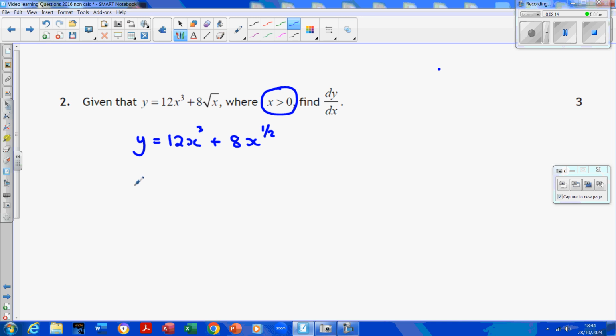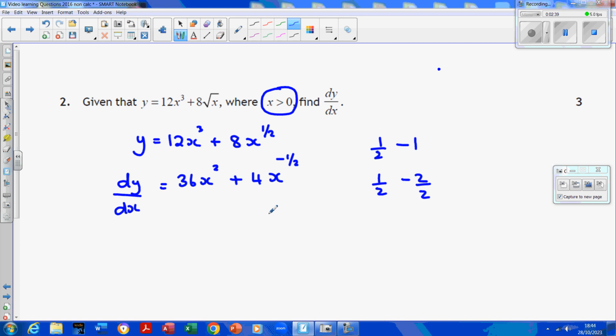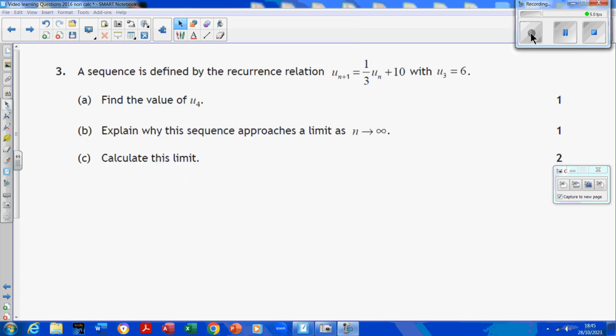So now it's prepared. We want to take the derivative, so dy by dx, multiply by the power, take 1 away from the power. 3 times 12 is 36, and that'll be x to the power of 2. A half times 8 is plus 4. X to the power of a half, take away 1, is the same as a half, take away 2 halves. So one of them, take away 2 of them, is minus a half. And that's your answer to that one.